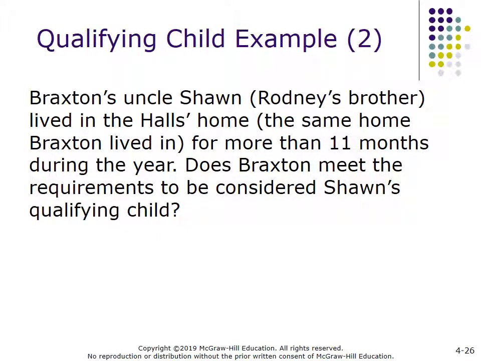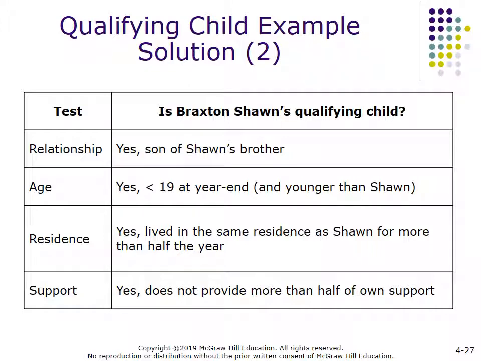Braxton's uncle Sean, Rodney's brother, lived in the Hall's home, the same home Braxton lived in, the 12-year-old, for more than 11 months during the year. Can Sean claim Braxton as a qualifying child? Watch this. Does he meet the relationship test? Yes. He's the son of Sean's brother. So remember, your niece and nephew qualify under the relationship test.